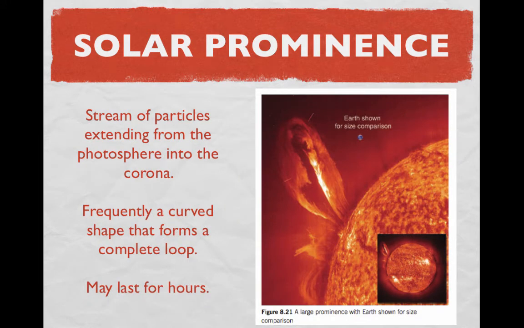Then you've got solar prominences. These are streams or particles that extend from the photosphere into the corona, and it's frequently in a curved shape that forms a complete loop, and that's something that can last for hours. If you're looking at the image there, there's a picture of the Earth that's shown for comparison in terms of size, so then you get an idea of how large these solar prominences are.